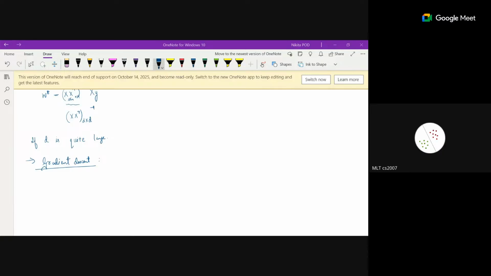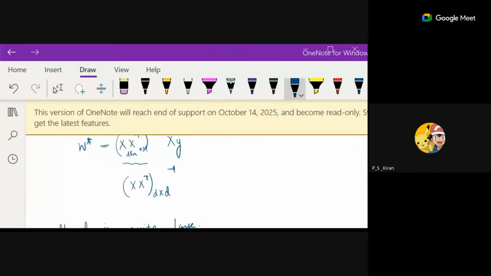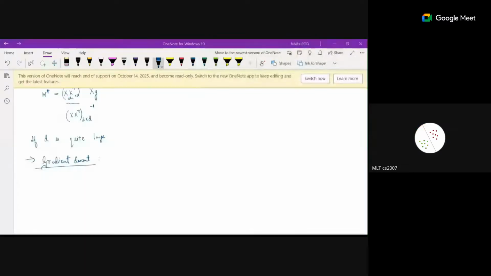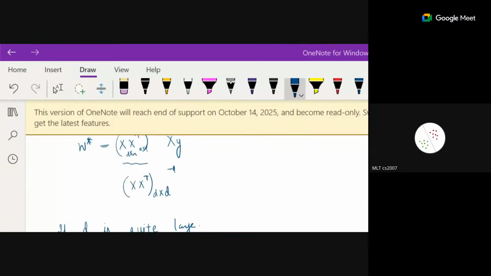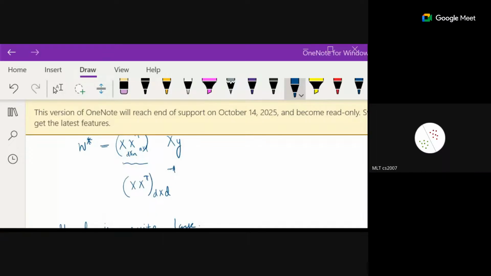Ma'am, W t plus 1 is equal to W t minus some step size multiplied by the gradient of f. Yeah, step size. So, what is the update rule for the gradient descent?